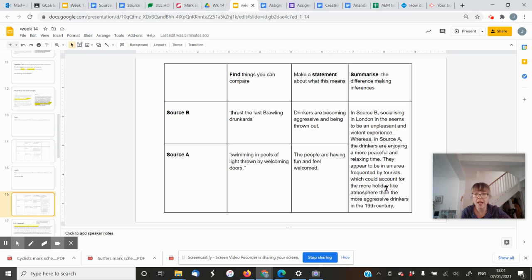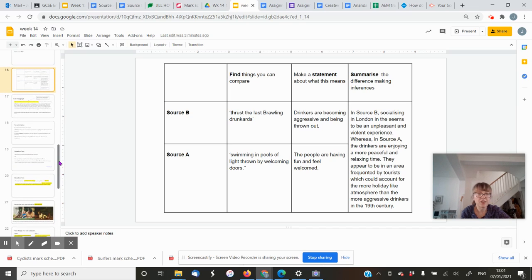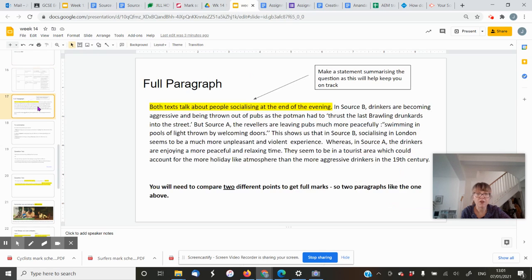So here we're comparing those differences. We're saying this one is like this, and this one's like this, and why. And then when you've done that, you can write it up into a paragraph. It's a really good idea to start off making a little statement summarising the question. It helps to keep you on track and make sure that you're answering the question.